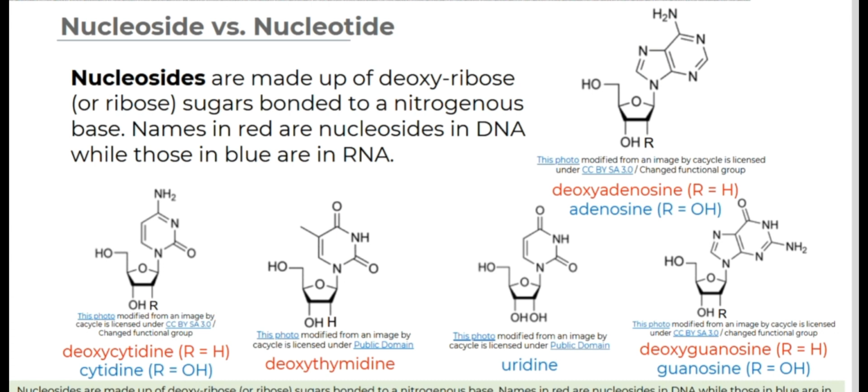Now, on the left side, the name in red is called deoxycytidine, R equals H, while in blue, it is cytidine, R equals OH. And the name in red is deoxythymidine, and the name in blue is called uridine. Deoxyguanosine, R equals H, or in blue, it is guanosine, R equals OH.